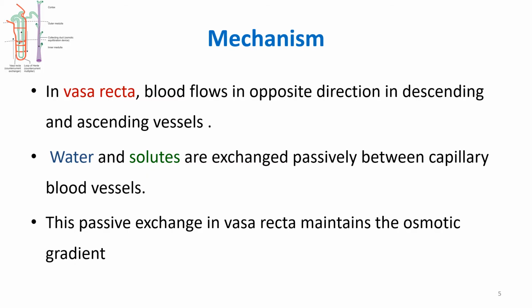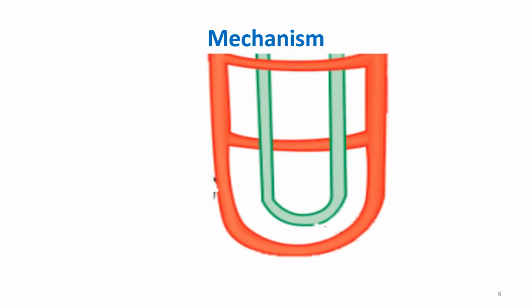So we can just explain how the mechanism works. Here you can see that this is the loop of Henle, this is the thin descending loop of Henle in which the fluid is moving in the downward direction, and this is the thick ascending loop of Henle. So what about in vasa recta? In vasa recta, these are basically two parallel tubes in which the blood is moving in the opposite direction. This is the descending vasa recta, and here you have the movement of the blood in the upward direction.